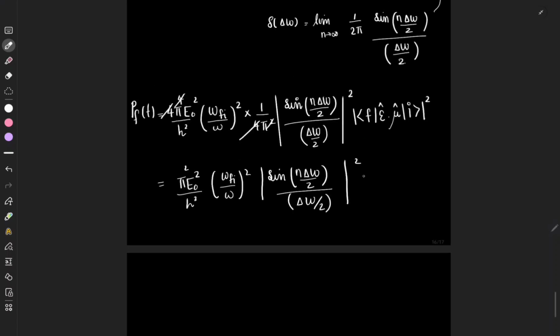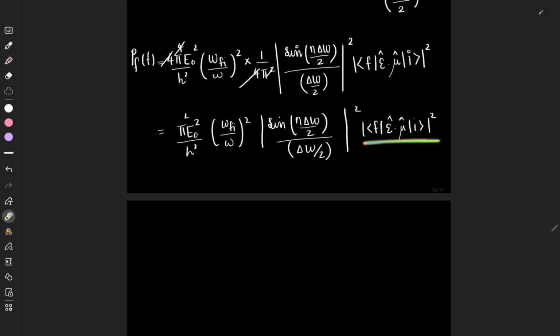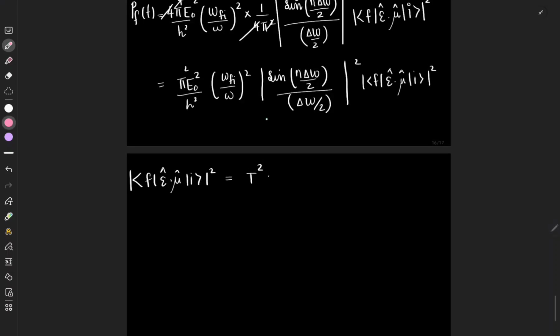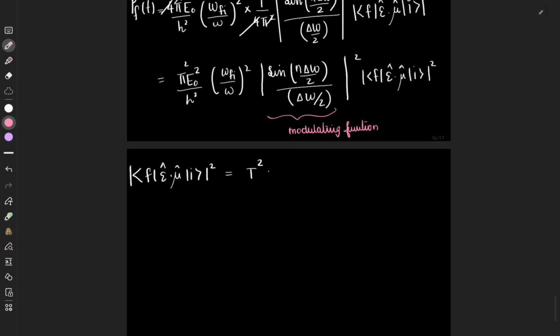square. Okay, so here if you can see, the transition momentum integral is modulated by the sinc function. Okay, so we can write this thing is equal to t square. So this one over here you can write as the modulating function, and this one, as I said before, it is TMI. And if you plot the modulation function versus the delta omega, it's like this: del omega versus sine square del omega by 2 the whole divided by omega by 2 the whole square.